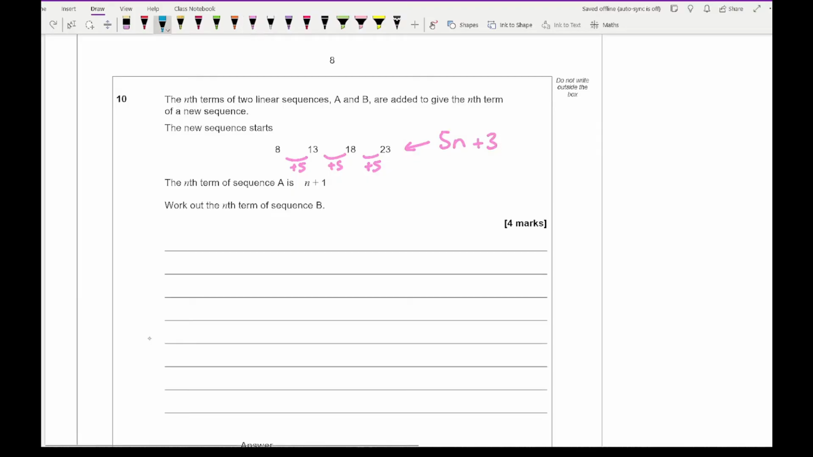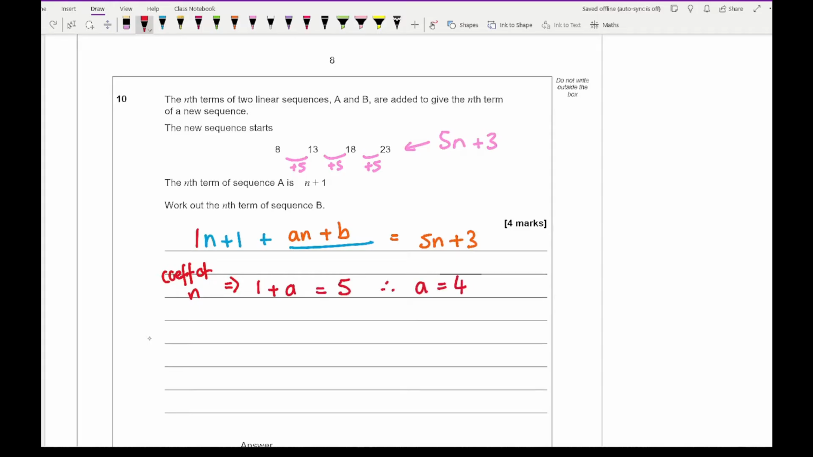Now, if one of the terms is n plus 1, I need to add that to sequence B, which I'm just going to write as being an plus b, and that equals 5n plus 3. Now here what we need to do is compare the coefficients. So the coefficient of n, on the left hand side I'm going to have 1 plus a because I've got 1n, and how many n's have I got on the right hand side? Well, I've got 5. So that means that a must equal 4.